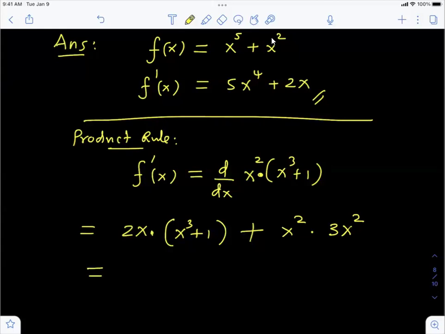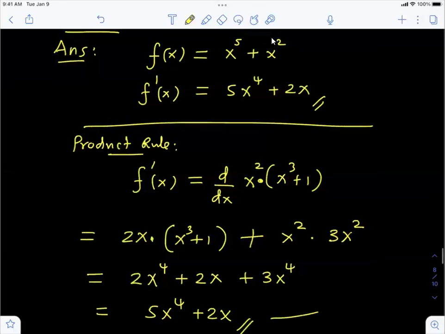When you simplify the first component, here you can distribute. So 2x to the fourth plus 2x plus 3x to the fourth. So simplify with the like terms. What you're going to get is 5x to the fourth plus 2x. Look at this. Compare these two answers. With two different ways, we got the same answer.